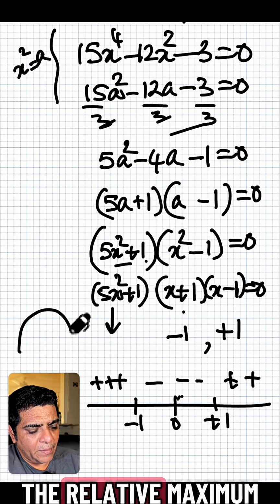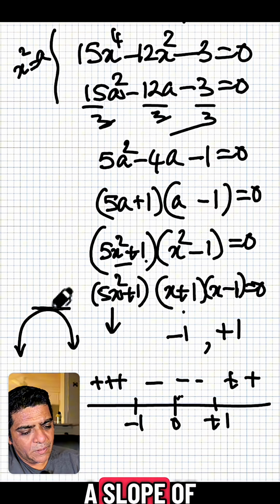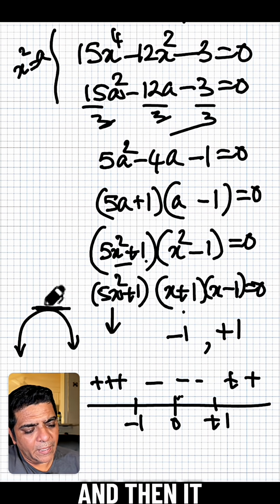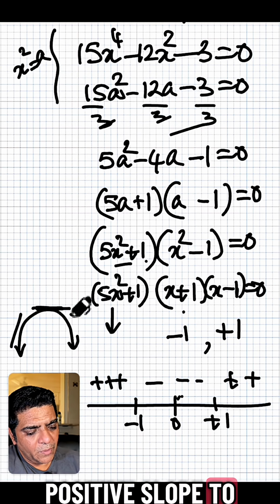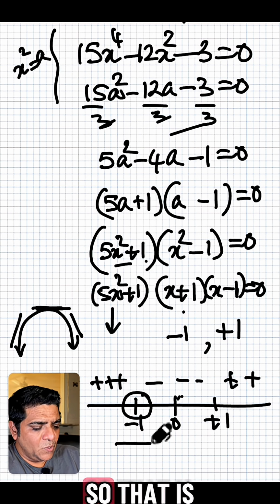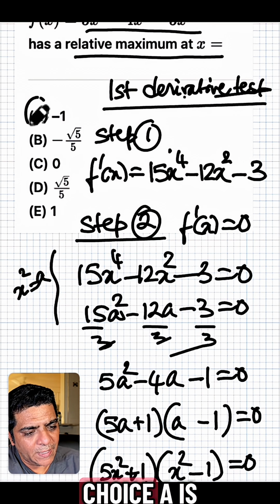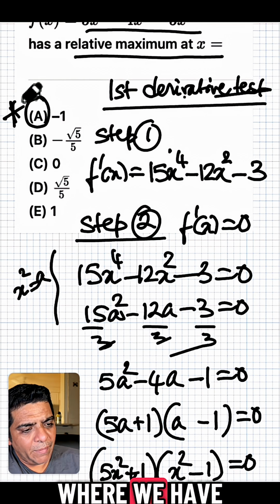Remember, at the relative maximum, the graph has a slope of 0 at the critical point, and it is going from positive slope to negative slope. So where it's going from positive to negative slope here is at negative 1. So that is going to be our final answer. Negative 1, choice A, is where we have a relative maximum.